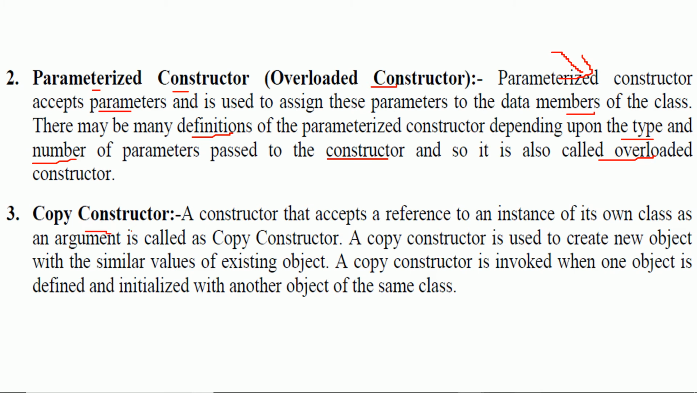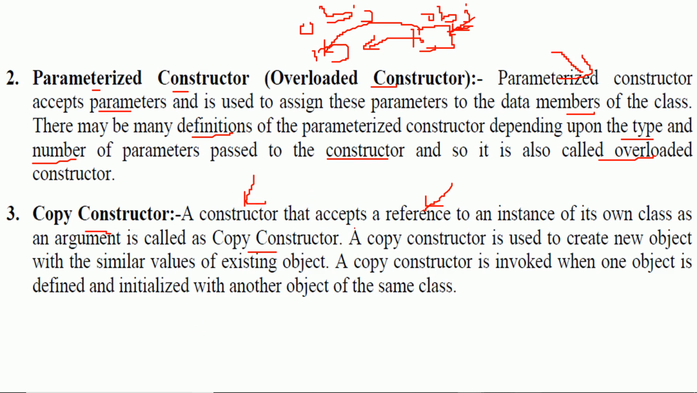Then we have the copy constructor. You have made a constructor and initialized something. Now you want to copy this initialization from an object you already initialized to another object. For that you use a copy constructor. The copy constructor will accept a reference to an instance of its own class as the argument, and this is called a copy constructor.